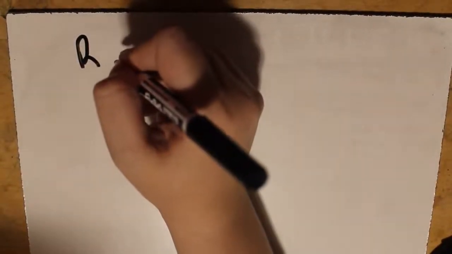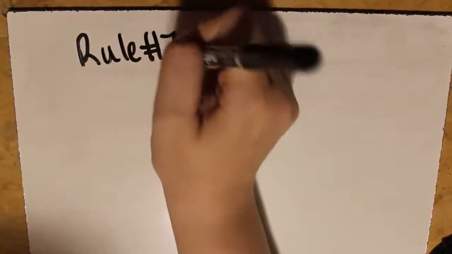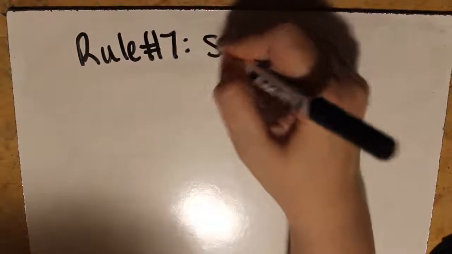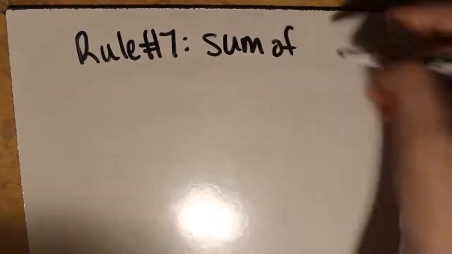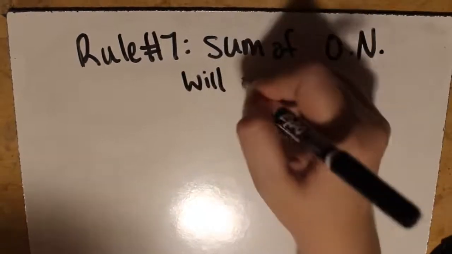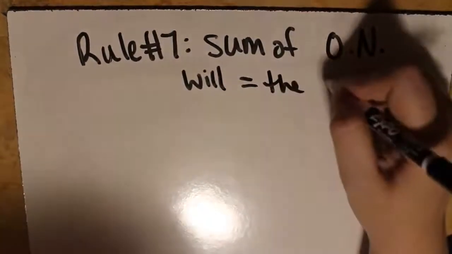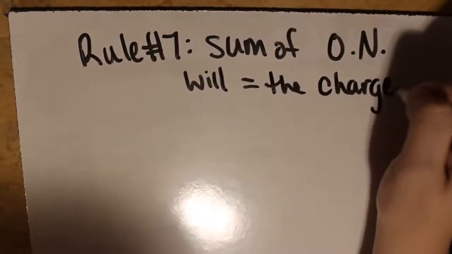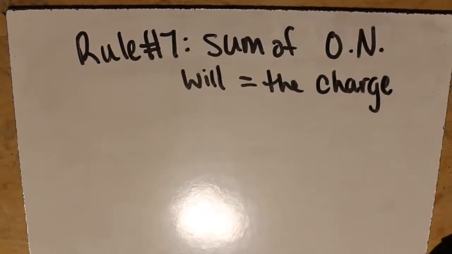And then rule number 7 just simply says that the algebraic sum of them all will equal the charge on that particle. So rule number 7 states that the algebraic sum of oxidation numbers will equal the charge. Okay? I am going to find you another video to kind of explain how we are going to use oxidation numbers to balance redox equations, so make sure you watch that as well.